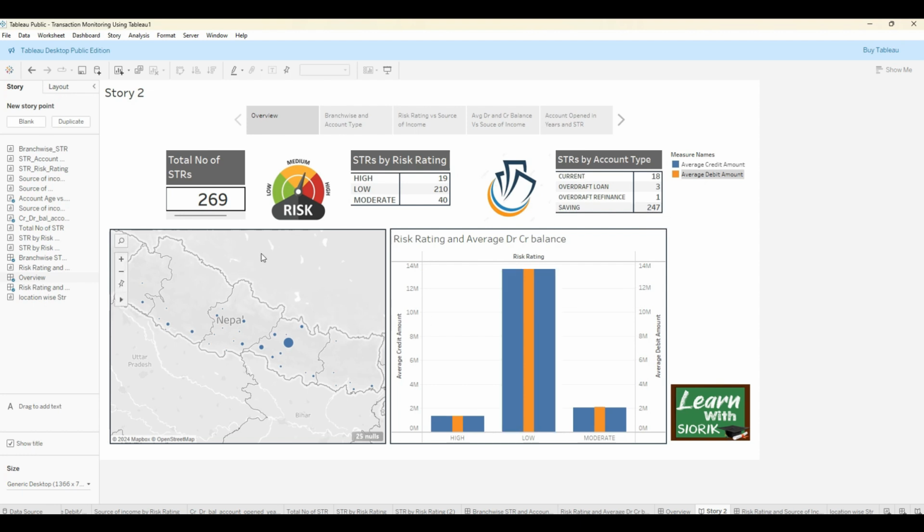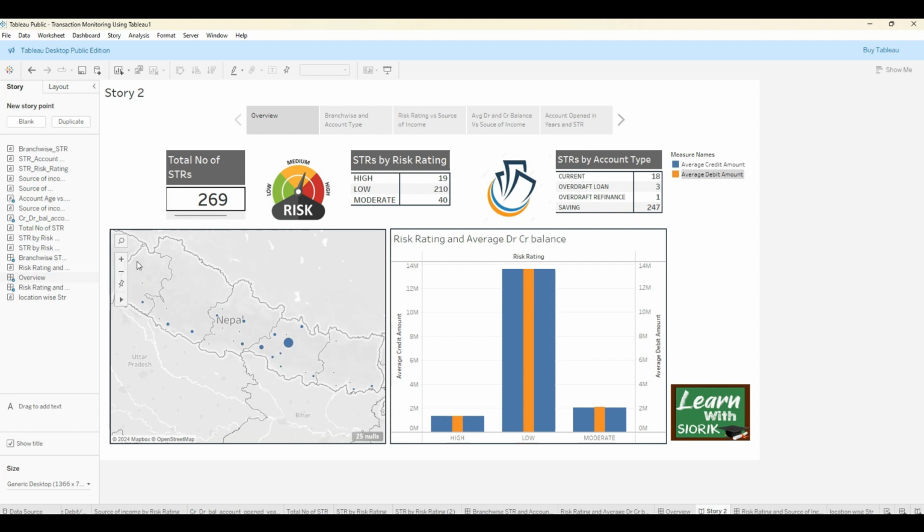And when you look at this geographical chart or this map, you can see for major cities in Nepal like Kathmandu and Pokhara, right? So we have filed a lot of STRs, which is normal, right? Because in major cities there are a high number of accounts opened, and also there are a lot of STRs.